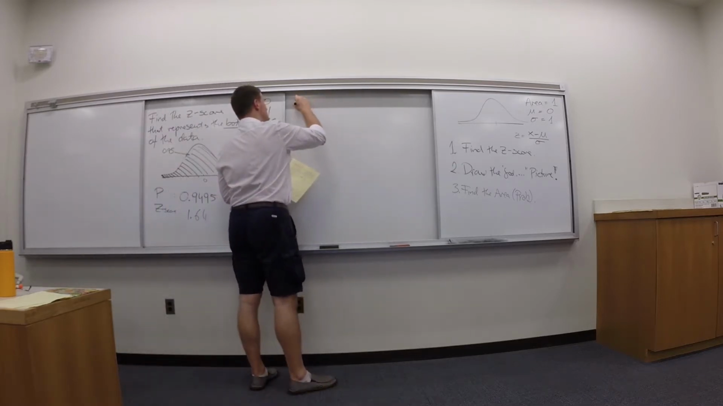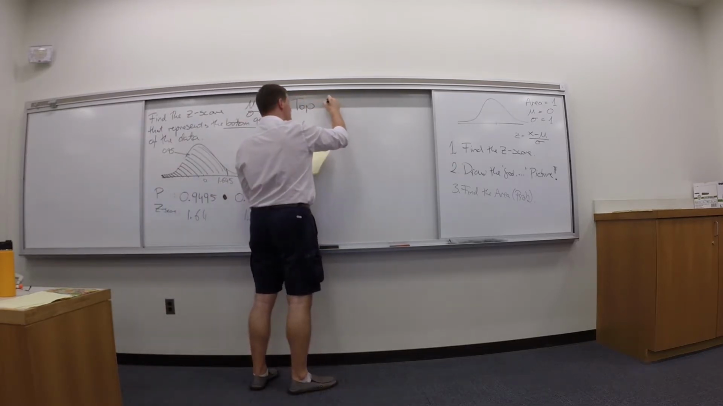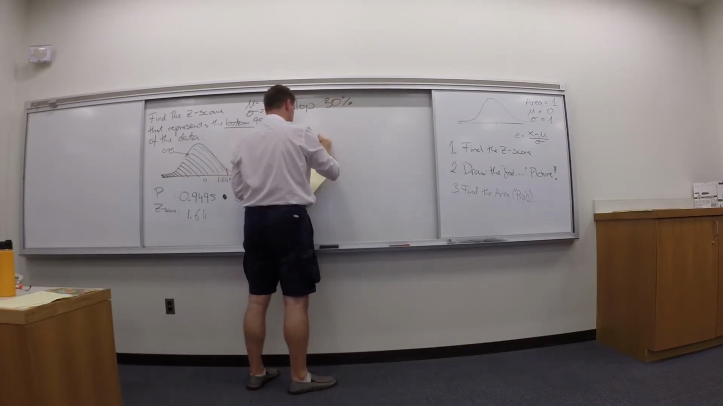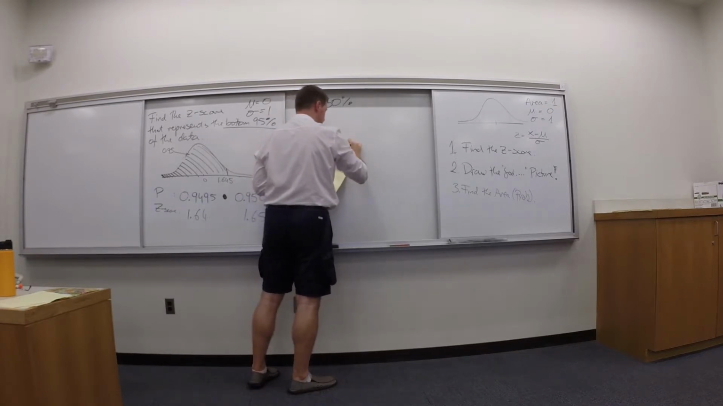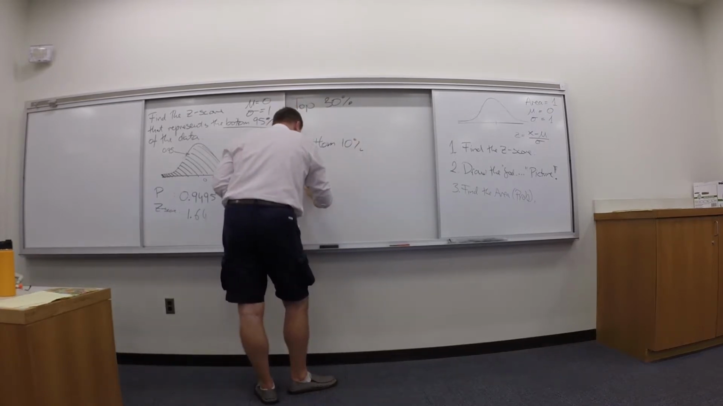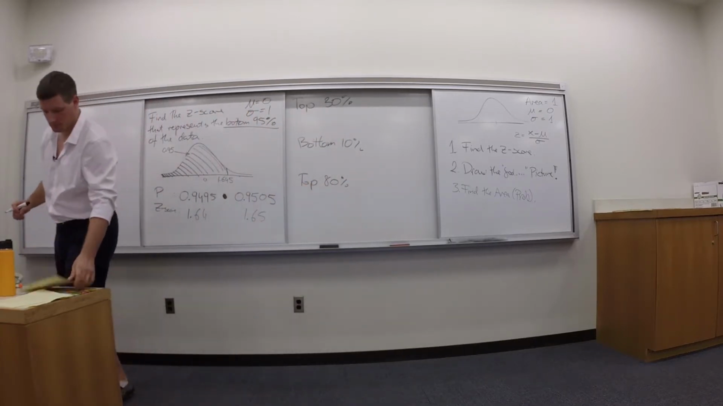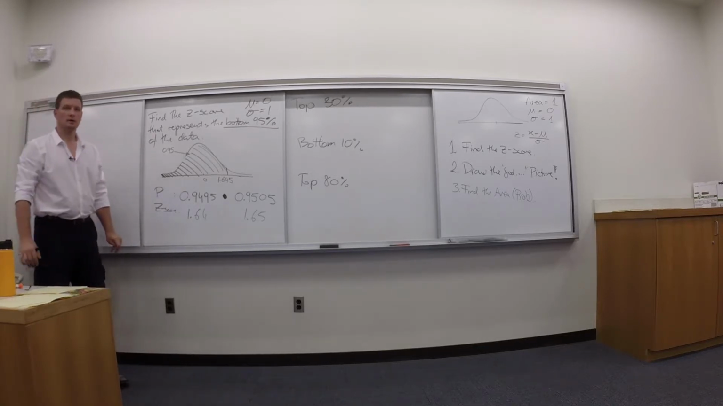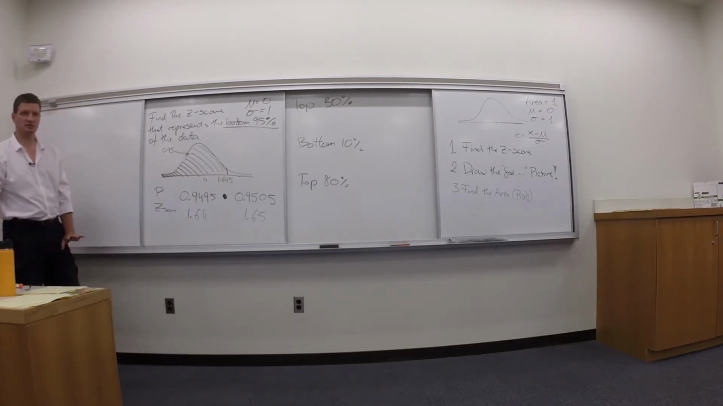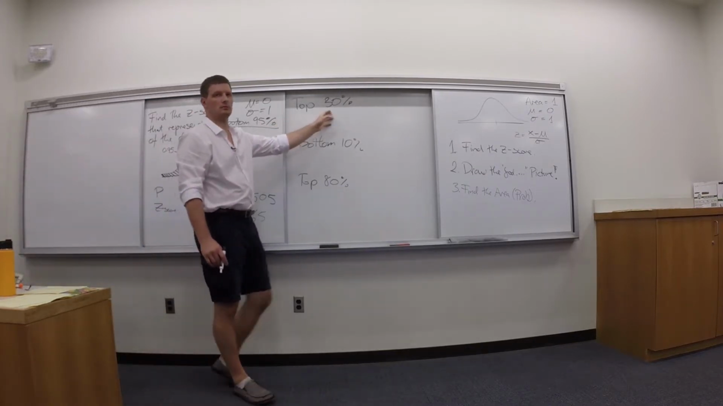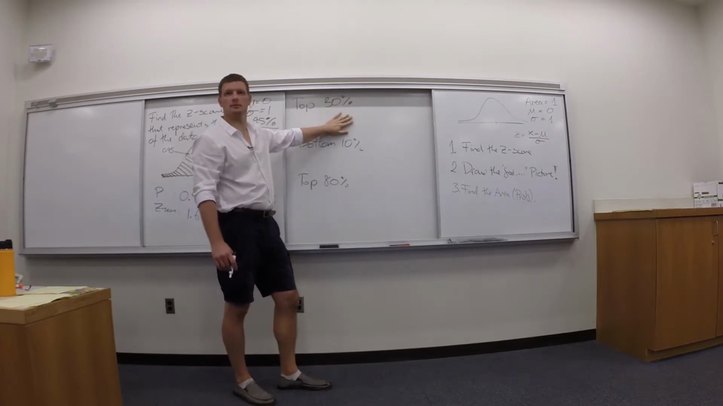All right. So let's look at a couple of things, like top 30%. I just want the picture of this. Bottom 10% and top 80%. Let's look at the pictures, just the pictures. No calculations, nothing. What would the picture for this look like? Just the picture. Draw the picture.